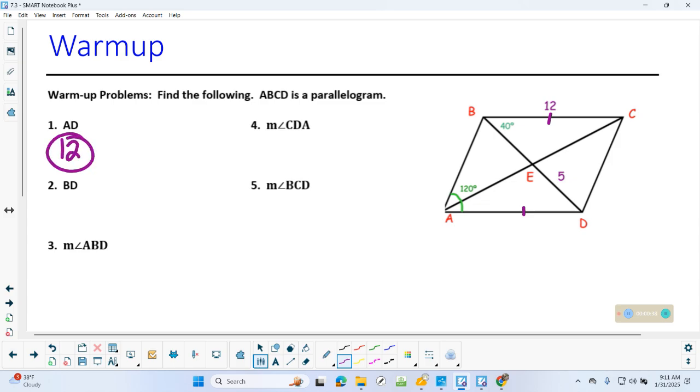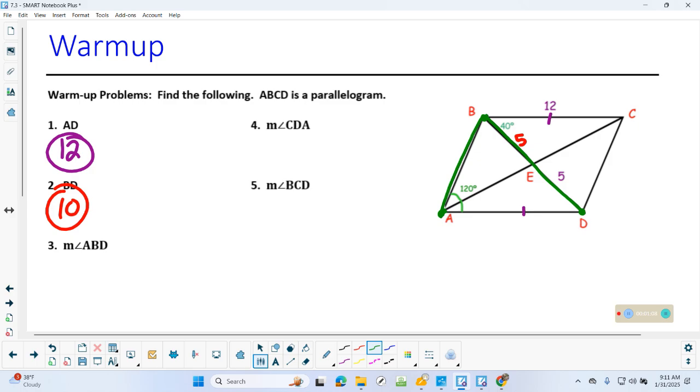Okay, next up I'm going to do BD. So, of course, here we go. BD, this whole diagonal. Well, diagonals. One property about diagonals. Diagonals what? Bisect. So, if this guy's 5, this guy is 5. So, what's the whole length of BD? 10. I like when we hardly have to do any work.